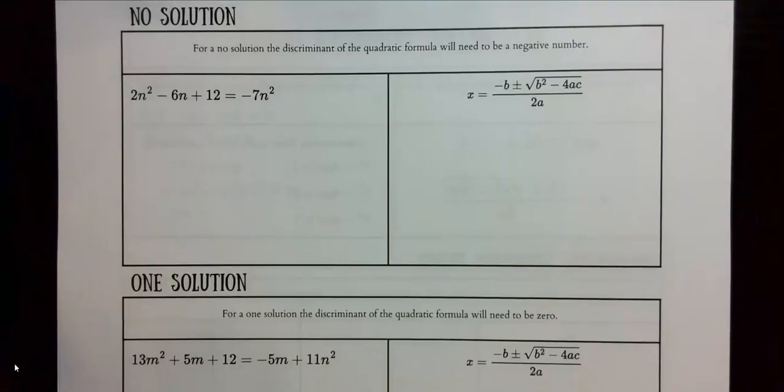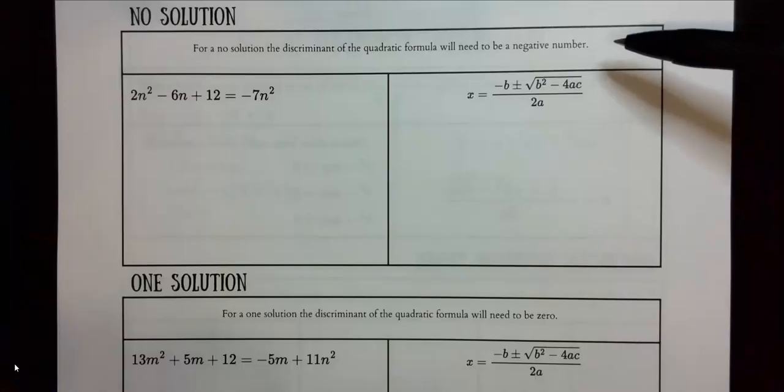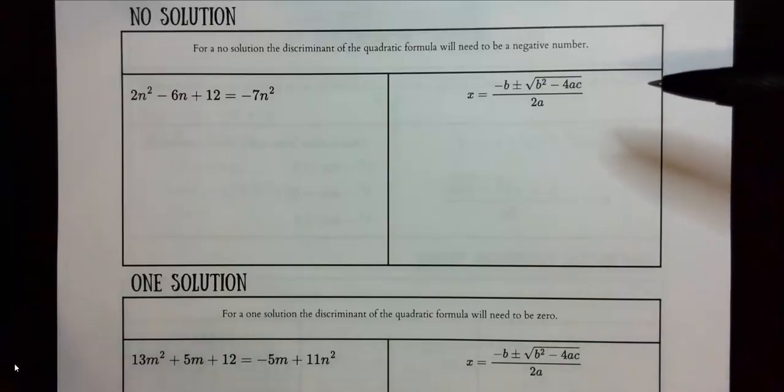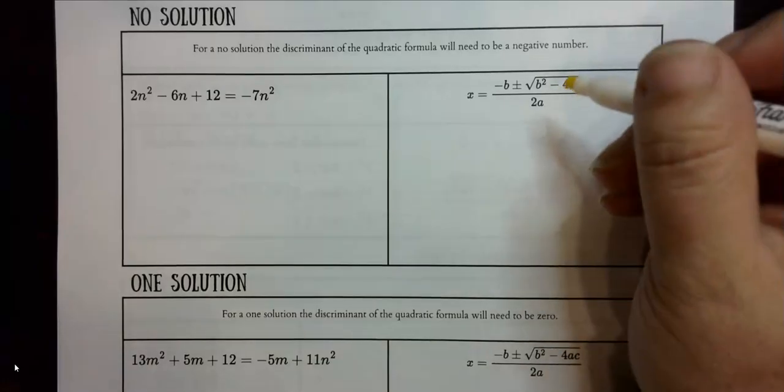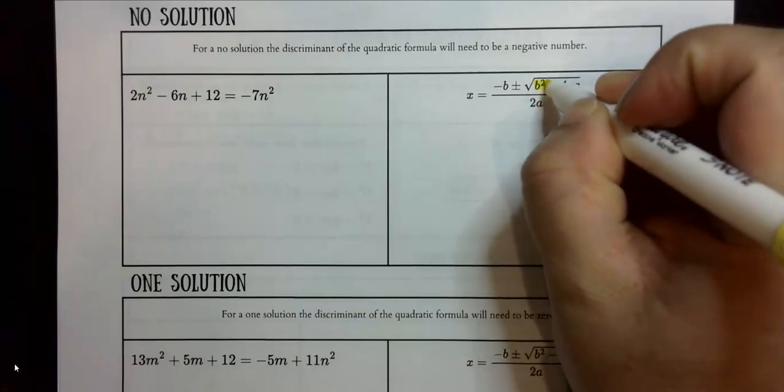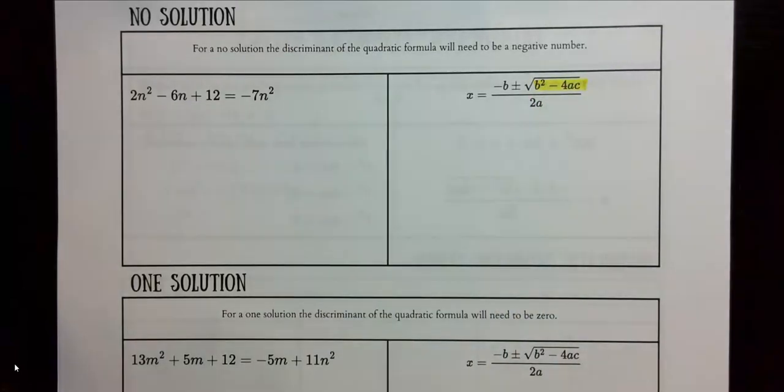All right, so our first solution is going to be a no solution, but we're going to treat it just like we would any other problem because we don't know there are no solutions at the beginning. So for this one, I just want to remind you that for a no solution, the discriminant of the quadratic formula will need to be a negative number. So when we get done setting this up, the discriminant is going to be this little formula underneath the radical. It does not include the radical, it's the little formula underneath the radical.